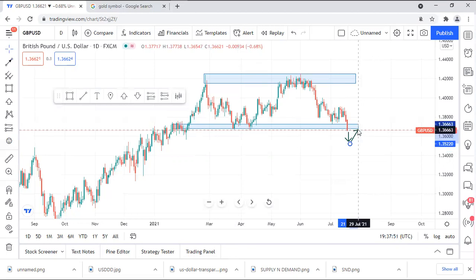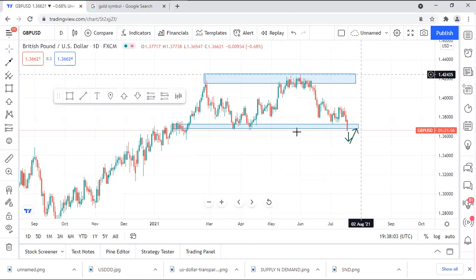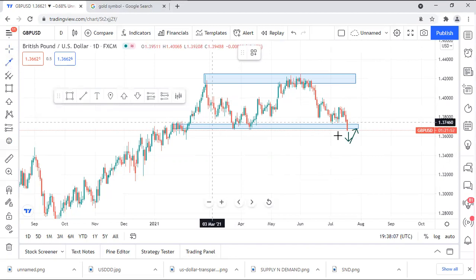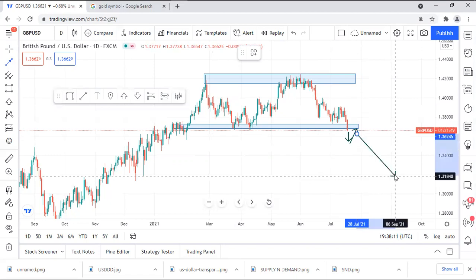So when the demand zone is violated or broken, it turns into a supply zone. And when the supply zone is broken or violated, it turns into a demand zone. So we expect price to push back to that level and then continue going down.